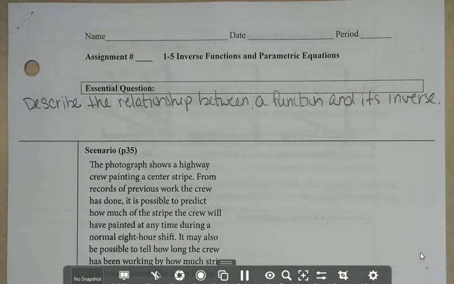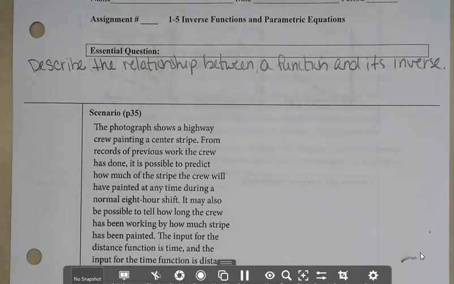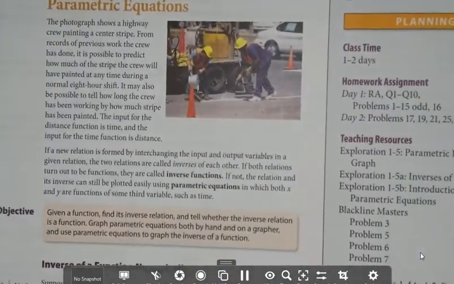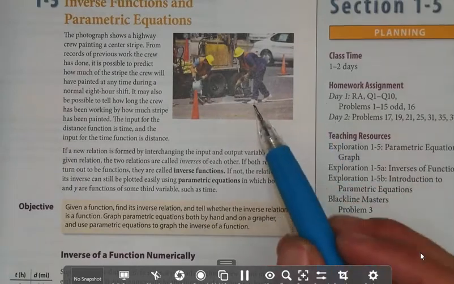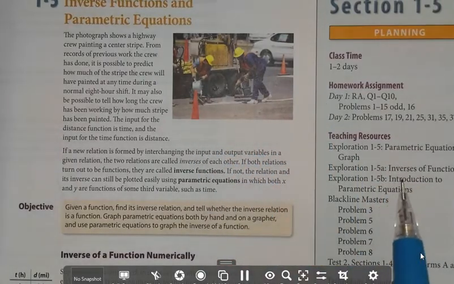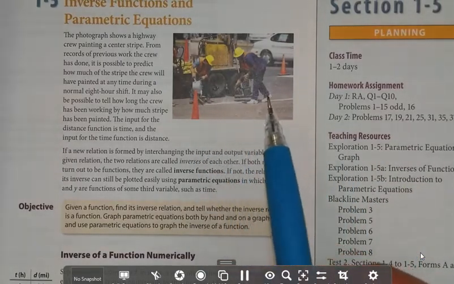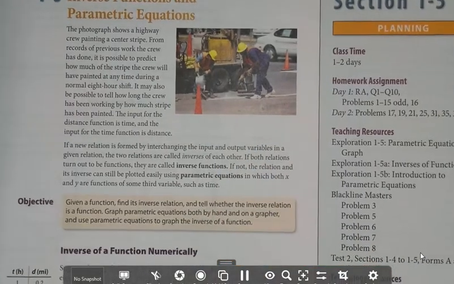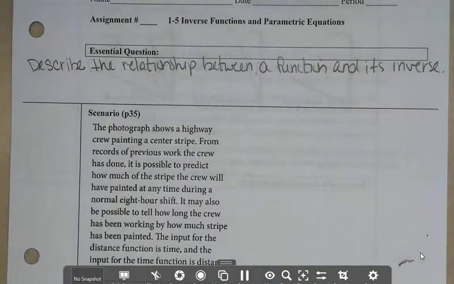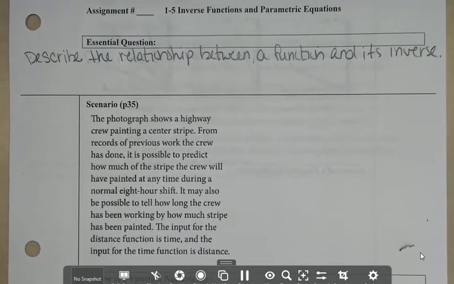So the scenario is on page 35, and they give a picture, and I don't know if this is the best picture, but I'm sure we've all been on the highway or been on a road, and we've seen a crew of guys or gals painting the center stripe on the highway. This looks like they're doing it by hand. Nowadays, I think that they actually do it while they're driving, so guys or gals are actually sitting on the side of the truck painting. But we're going to use that scenario to explore relationships between a function and inverse.